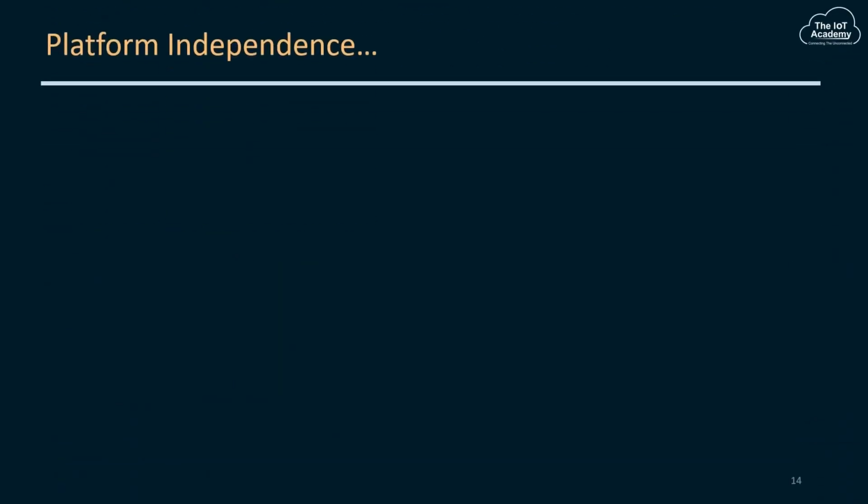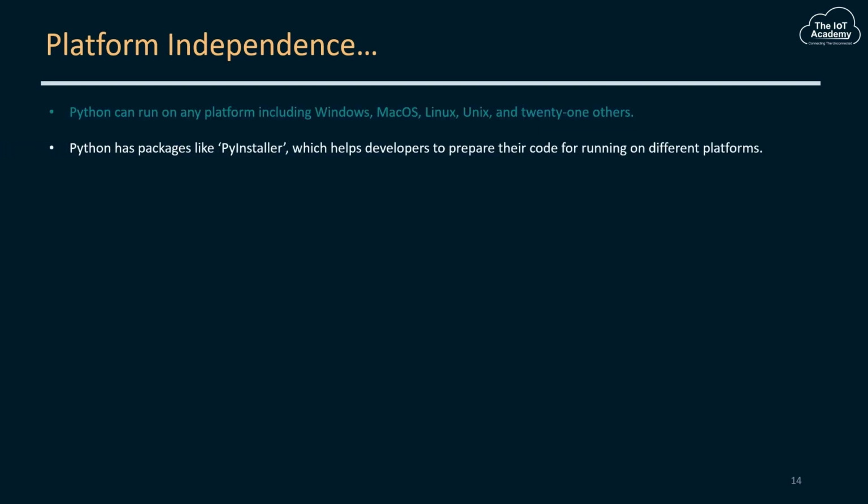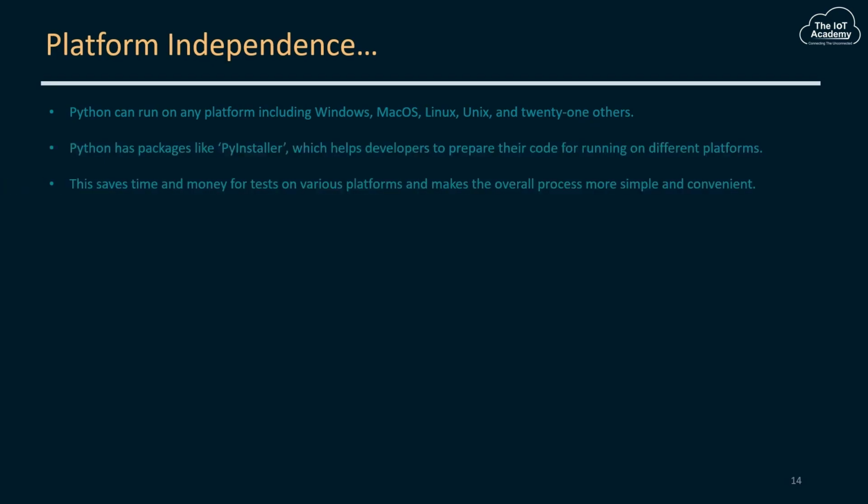Python is platform independent. Python can run on any platform, including Windows, Mac OS, Linux, Unix, and 21 others. Python has packages like PyInstaller, which helps developers to prepare their code for running on different platforms. This saves time and money for tests on various platforms and makes the overall process more simple and convenient.